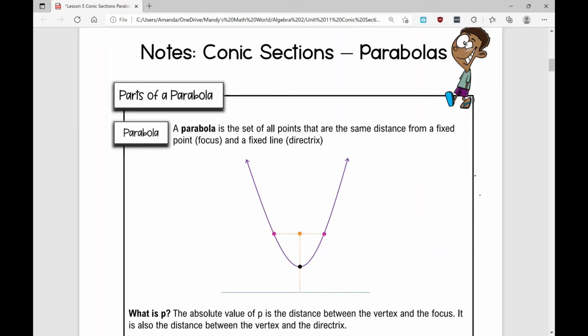In today's lesson over conic sections, we're going to talk about parabolas, and you've probably seen a parabola at this point, but we're going to talk about it in the conic section world, where not every parabola that you see is a function. You're going to have parabolas that open up, that open down, but also may open left or right. So the definition of a parabola here is the set of all points that are the same distance from a fixed point, called a focus, and a fixed line, which is called a directrix.